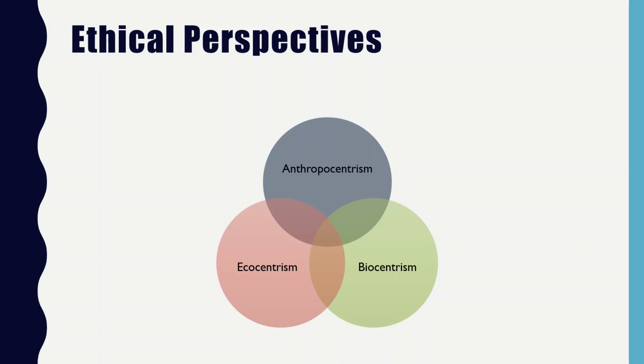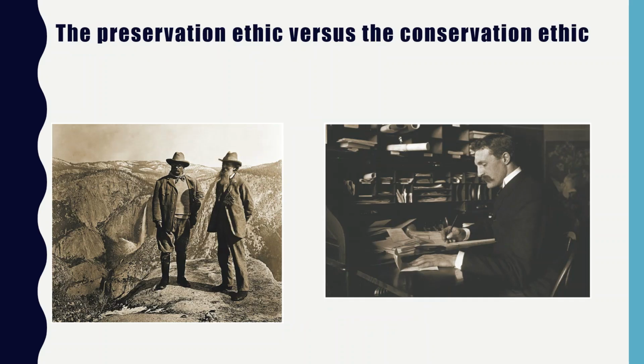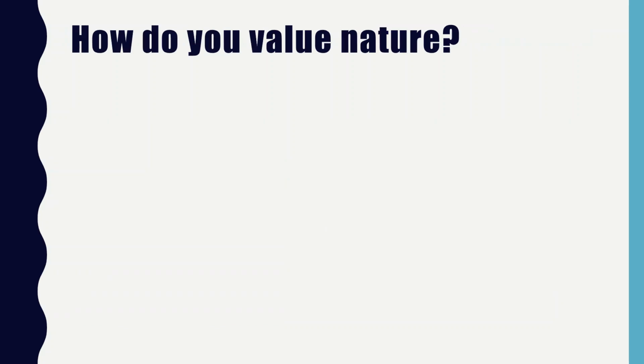I just want to review, we talked about last week the preservation ethic versus the conservation ethic as well. So remember, John Muir, who's pictured on the left with Teddy Roosevelt, he was all about preservation, preserving things in their pristine way, not for human use. Nature has its own intrinsic value. Versus Gifford Pinchot, who was a conservationist. He wanted to utilize nature to benefit the most people. And so we think about, how do you value nature? Environmental ethics differ among people.